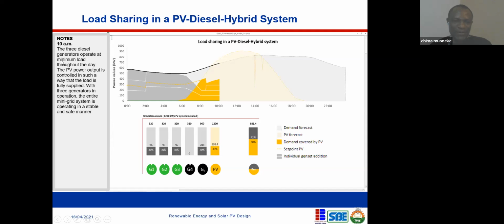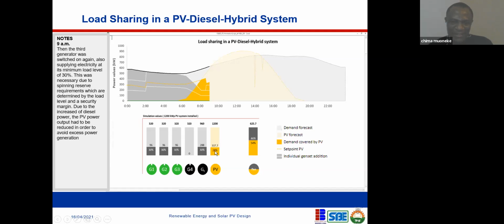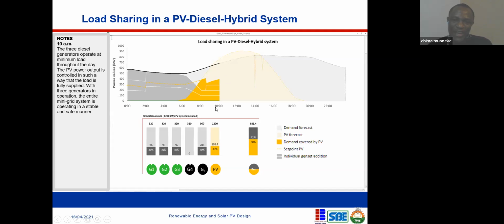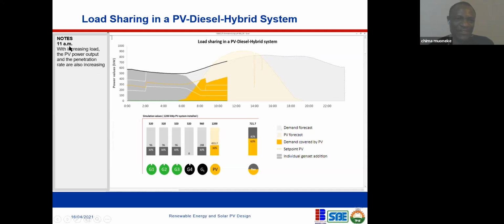So now we keep moving. We can see that the demand is now increasing, and the solar penetration is also beginning to increase again. It was 28% here. Now it has increased to 33%, because any additional energy that needs to be supplied has to come from the solar, since these generators are already operating at their minimum load requirements. At 11 a.m., with increasing load, the PV power output and the penetration rate are also increasing. You see that the penetration rate keeps on increasing, 36%.